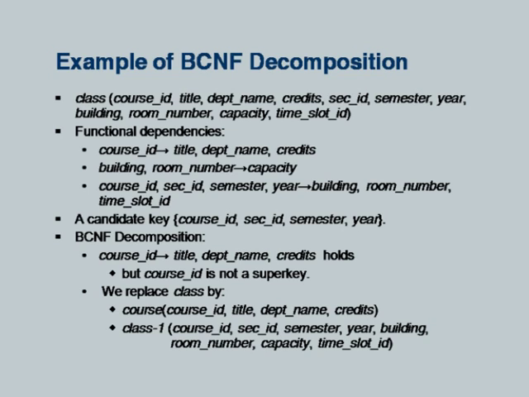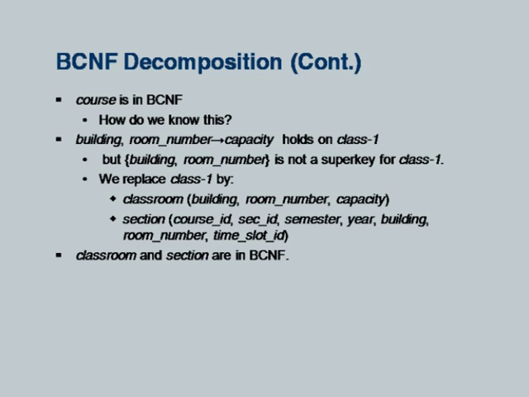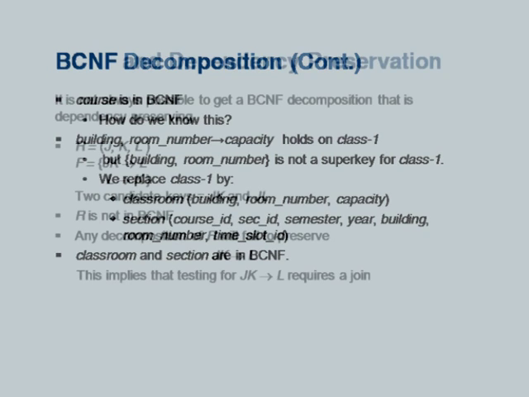Now the second relation, class 1, which we got here, again we can decide it's not in BCNF because of what? Because the building and room number uniquely determines capacity. So it's not a super key, but it is not trivial. So again, we break it into classroom: building, room number, capacity, and then the remaining ones. And again, we have to go through this test. I'm going to skip the details to show that these two are in BCNF, and then we are done.